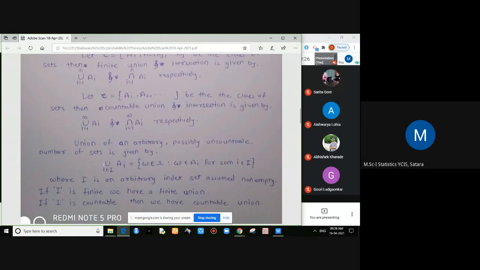It is written as the union over i belonging to capital I, and this capital I is the arbitrary index set. This union is actually the set of omegas belonging to the sample space such that omega belongs to Ai for some i belonging to capital I.